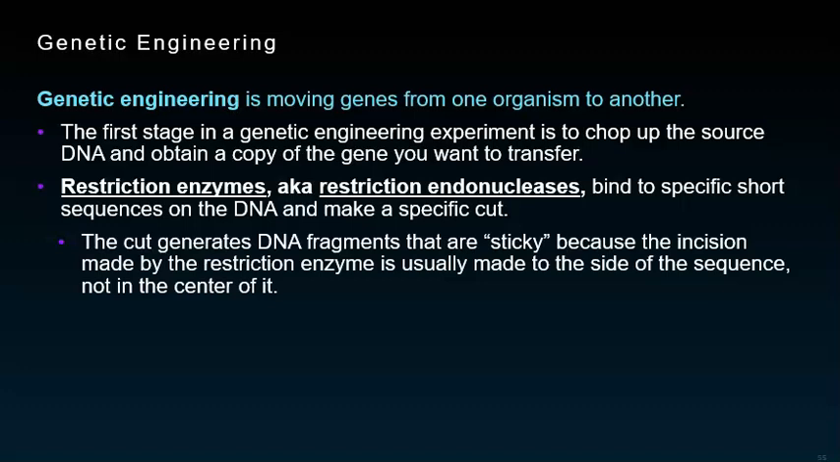Genetic engineering is when we're moving genes from one organism to another. And the first stage in a genetic engineering experiment is that you have to chop up the source DNA and obtain a copy of the gene that you want to transfer. So restriction enzymes, which are also known as restriction endonucleases, are going to bind to specific short sequences on the DNA, and they will make a specific cut.